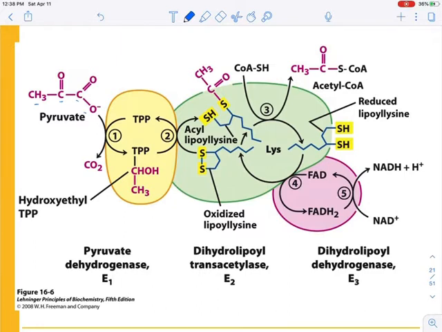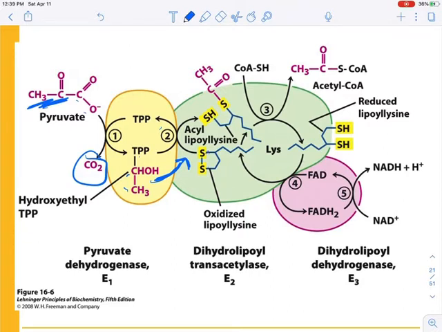It links up with TPP. In the process, we lose the carbon dioxide. So now we're down to 2 carbons, 1, 2, right? That represent the acetyl group here. It is going to link up with TPP, and TPP is basically going to carry it to this lipoyllysine. So the lipoyllysine is oxidized.